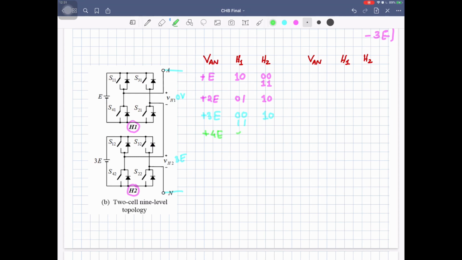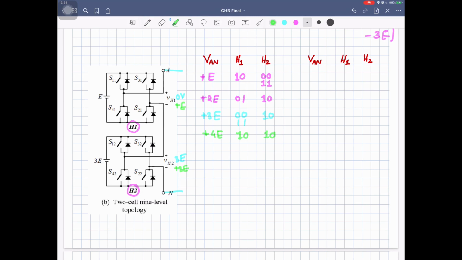And we can get the 4E. How to get 4E? 1 0 in the upper inverter and 1 0 in the lower inverter. That means plus E from here and plus 3E from here will give me 4E. So I can get 4 voltage levels in the positive.